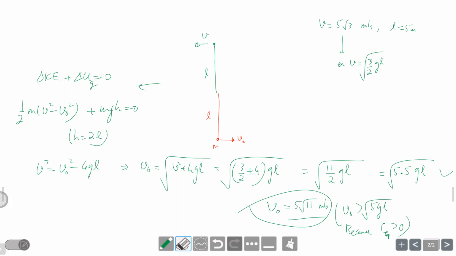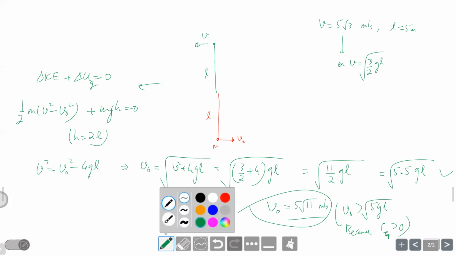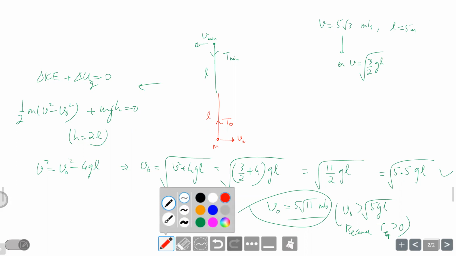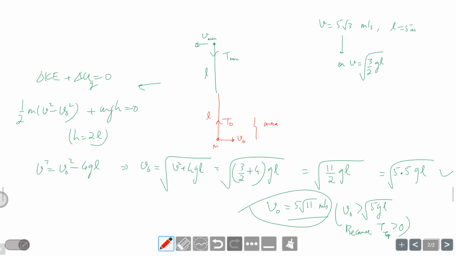Okay, so this is clear. Now you can see that whatever tension is there at this point, this is the maximum tension, and whatever tension is there at this point, this is the minimum tension. This is the minimum speed, and here this and this are maximum. That's another thing to remember about verticals.